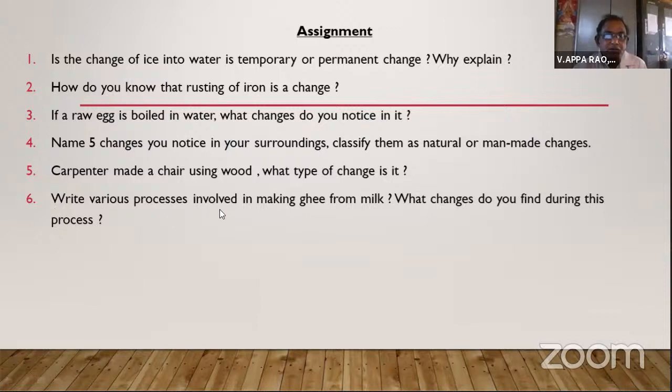Write the various processes involved in making ghee from milk. What change do you find during this process? In making ghee, first milk changes to curd, curd to butter, and butter to ghee. There are four processes involved in making ghee from milk. The changes during this are man-made changes and permanent changes.